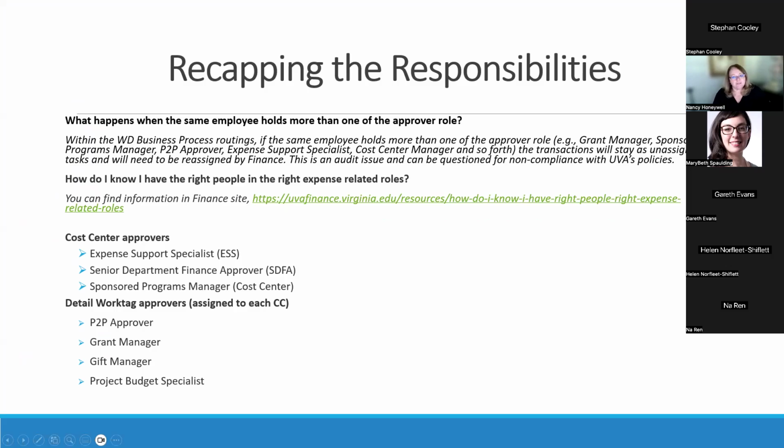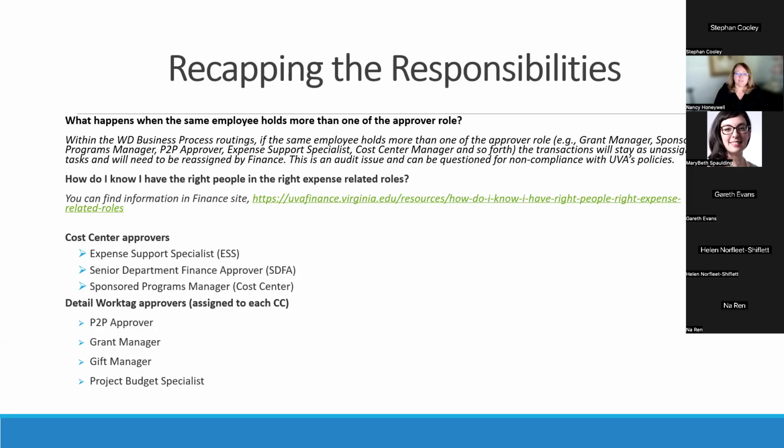Within the business processes, if the same employee holds more than one of the approval roles, the grant manager, sponsored programs manager, P2P approver, expense support analyst, cost center manager, and any of the roles that are going to be in that BP, the transactions will stay as unassigned tasks and will need to be reassigned by finance. Again, this is a lot of work. We actually, in the support center, have hired someone to help us with unassigned tasks because there are so many. That's one reason I'm really happy that I'm here today to explain that to everyone and to be more aware of your roles.